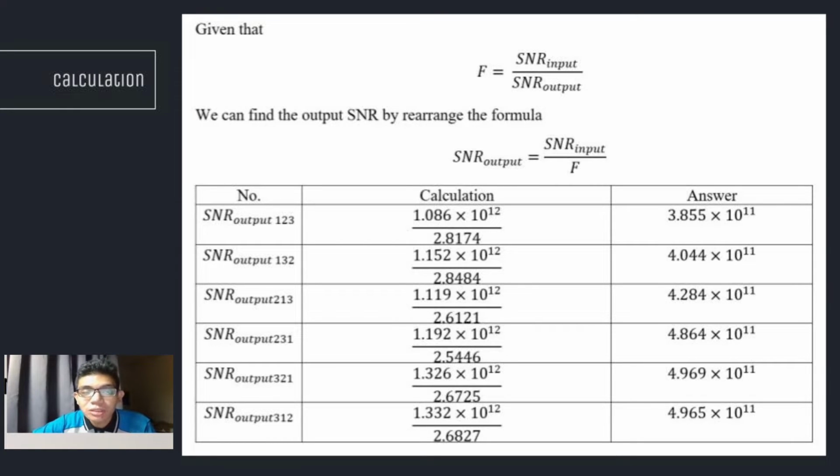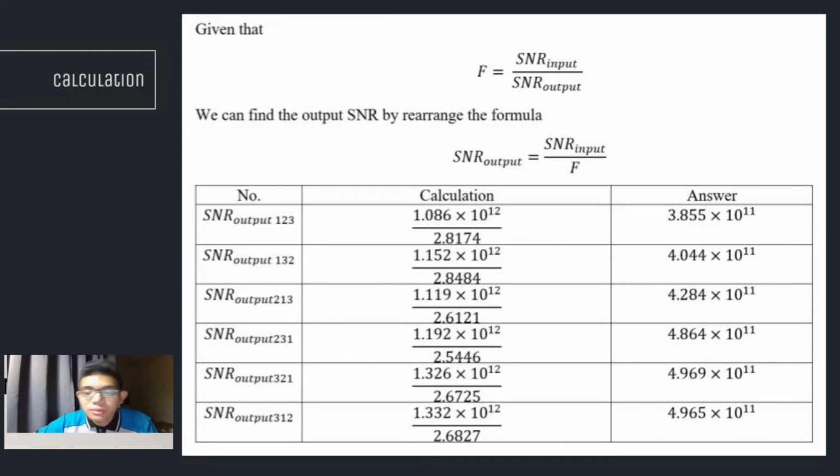Okay, next we must use the Friis formula to find the total noise figure of the cascade amplifier. As you can see, F total is equal to F1 plus F2 minus 1 over the gain of amplifier number 1, plus F3 minus 1 over the multiplication of the gains of amplifier number 1 and amplifier number 2. There are 6 types of arrangement for the amplifiers that we can use, such as 123 or 213 or 321. So this is the total noise figure of the cascade amplifier based on the arrangement of the amplifiers.